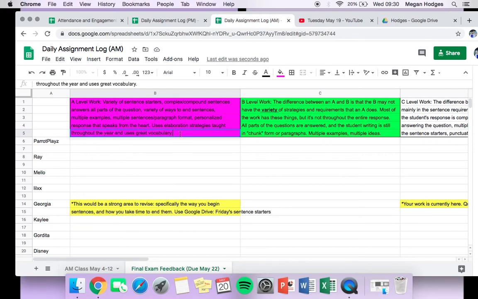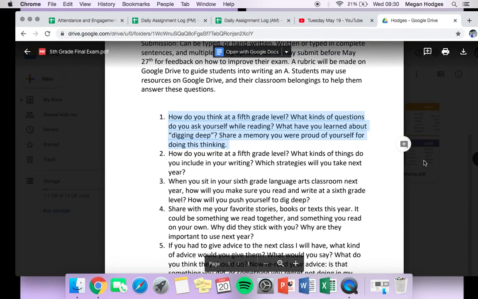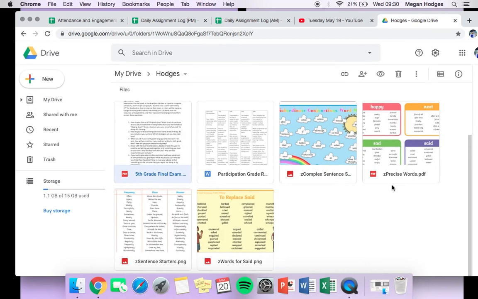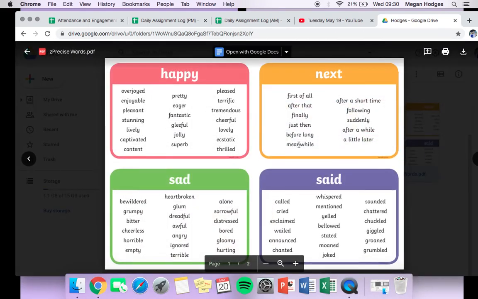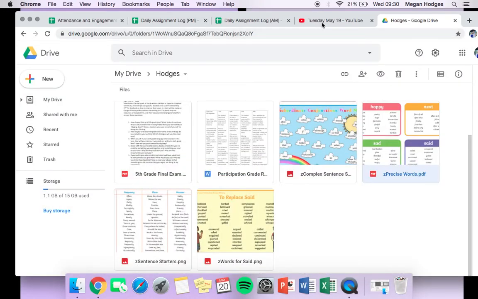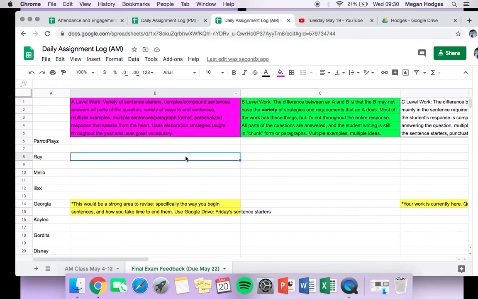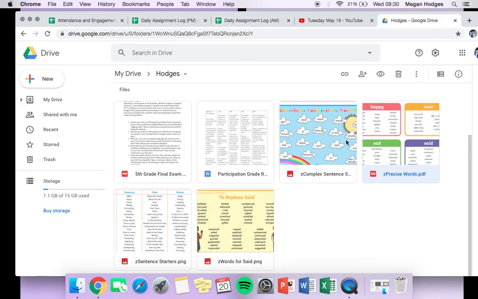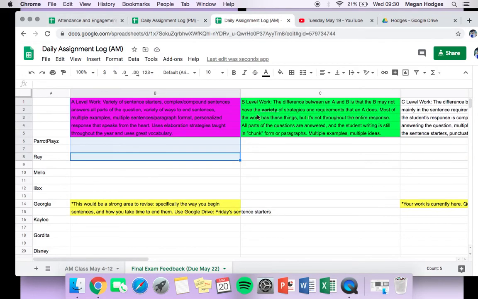And also it's using that great vocabulary, not just the same words over and over. And on Google Drive, you've got some things to help you with vocabulary. Precise words can help you with some vocabulary, or you might even challenge yourself to use the internet. But I'm using all of these tools to help me know, okay, what does an A look like? How can I use Google Drive to help me with those things? And then that will help guide you knowing what you need to do.